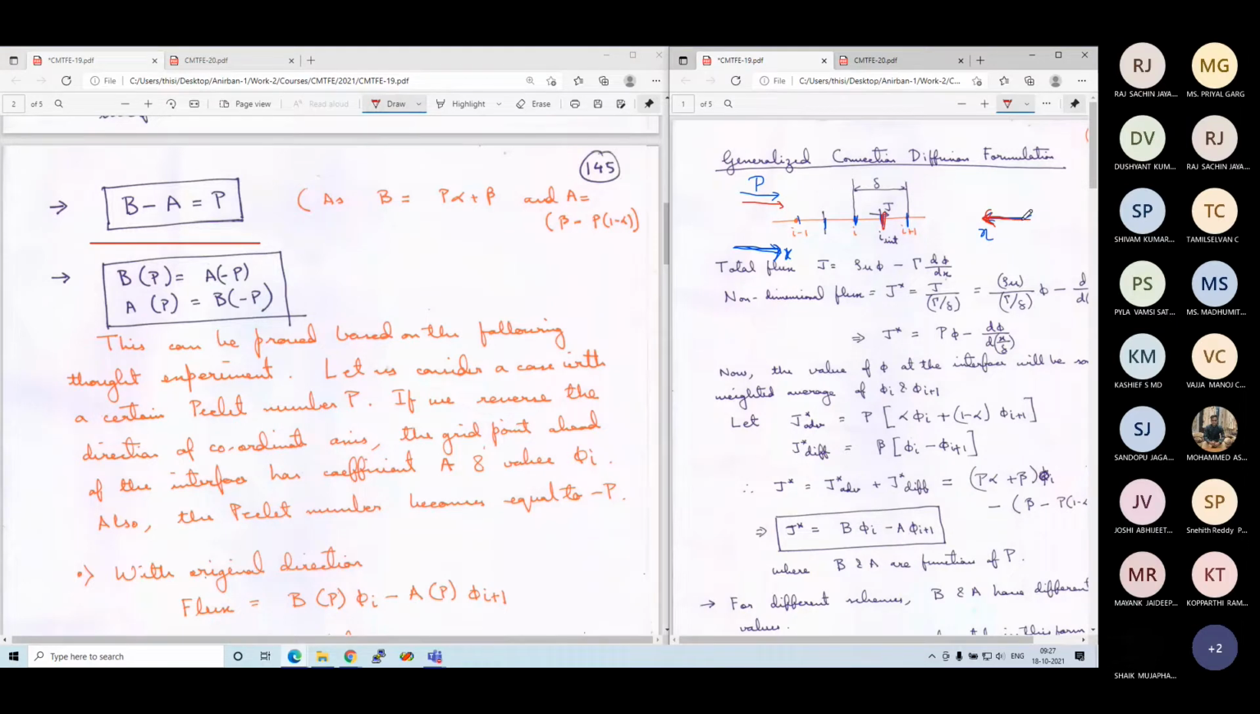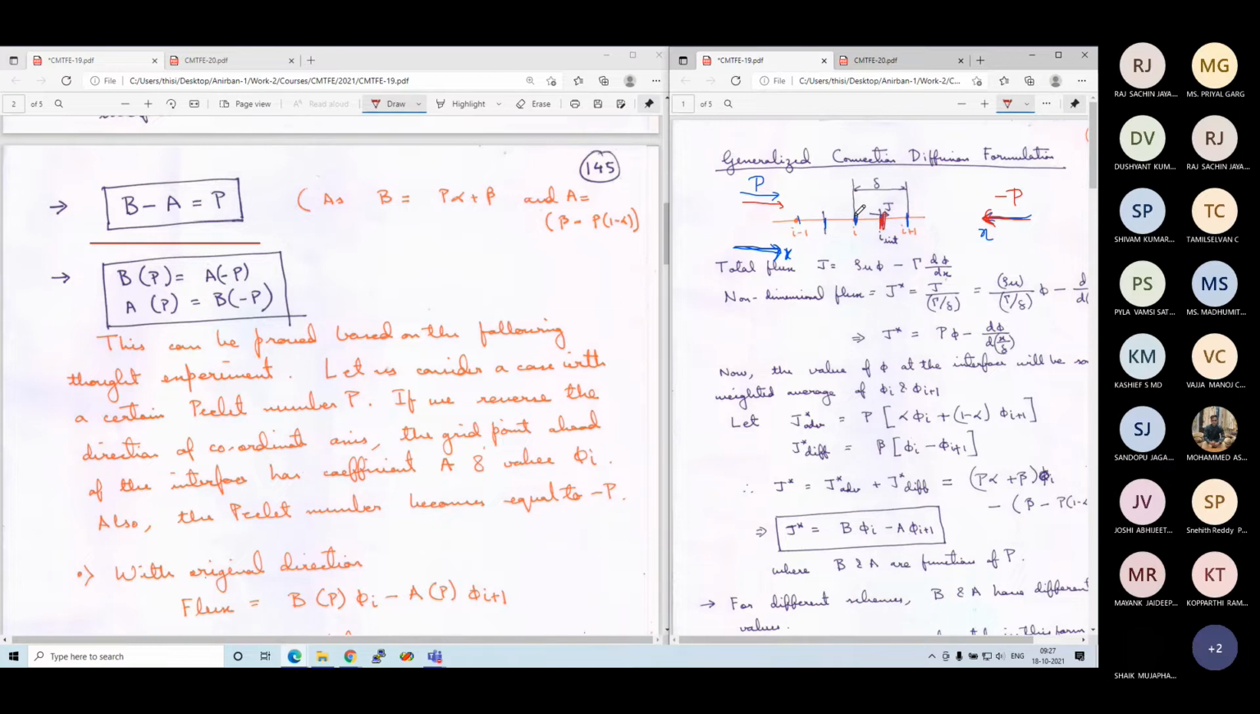So in this coordinate system, u will be negative and the Peclet number will be equal to minus P. The magnitude will remain the same, but the direction will be opposite. So in this coordinate system, the Peclet number at this point is minus P.